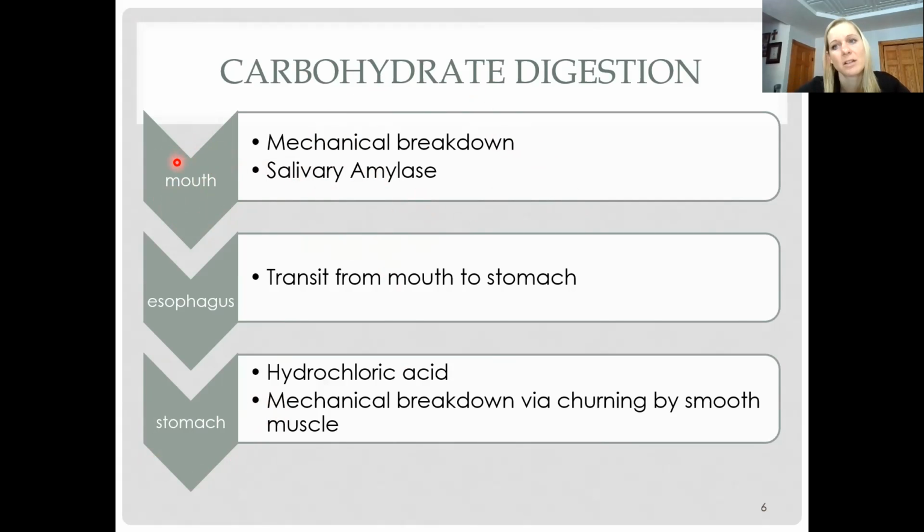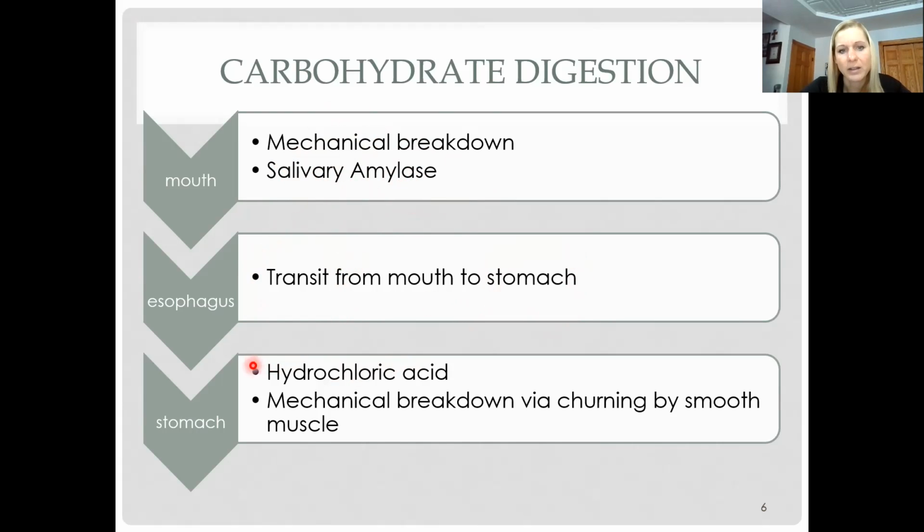Okay, so I pop those Skittles into my mouth, and what starts happening? First thing is mechanical breakdown. I'm going to chew those Skittles up. I'm also going to secrete an enzyme known as salivary amylase. The salivary amylase is going to start breaking down those long strands of sugars. A Skittle is made up of a strand of many sugars, so it's a polysaccharide. The salivary amylase is going to start chunking off the polysaccharide into smaller little sections. Salivary amylase will continue to work as we swallow the food and it moves through the esophagus. Again, this simply serves as a tube that's going to transport molecules from the mouth to the stomach.